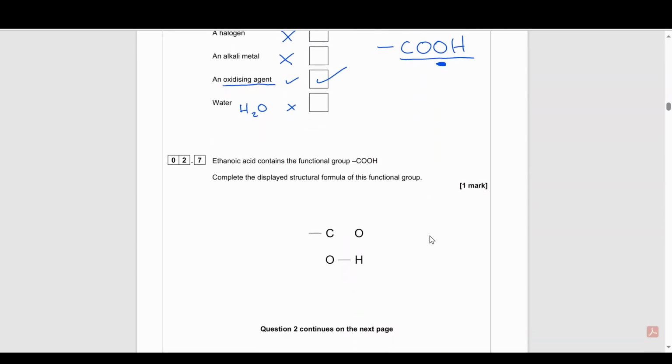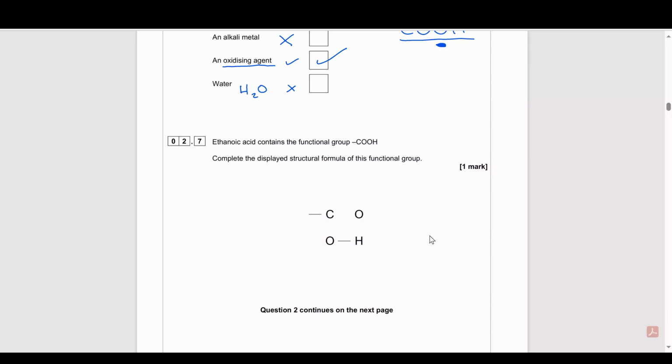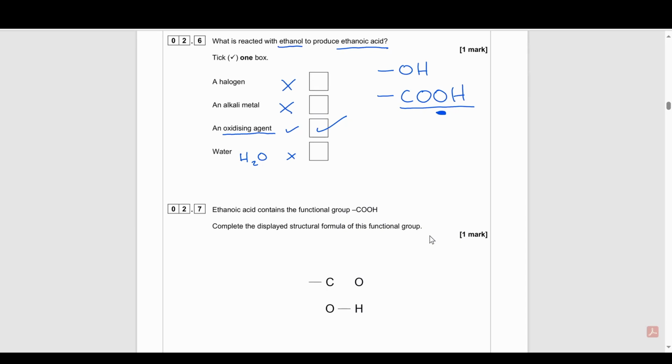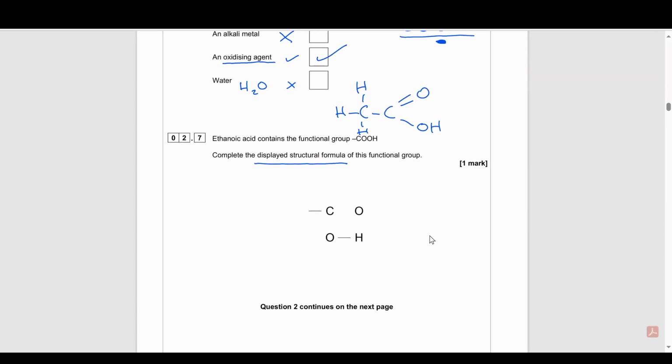2.7. Ethanoic acid contains the functional group COOH. Complete the displayed structural formula of this functional group. So we reminded ourselves of the functional group of ethanoic acid previously already, so we just need to now display the correct formula for it. Now, drawing this out properly, we can use an example of ethanoic acid. Ethanoic acid would have this structural formula. So all we need to do now is show this in the space below. So there needs to be a carbon atom which is double bonded to an oxygen atom, and then the carbon atom also has a single bond to an oxygen atom, and then that has its bond to a hydrogen atom.